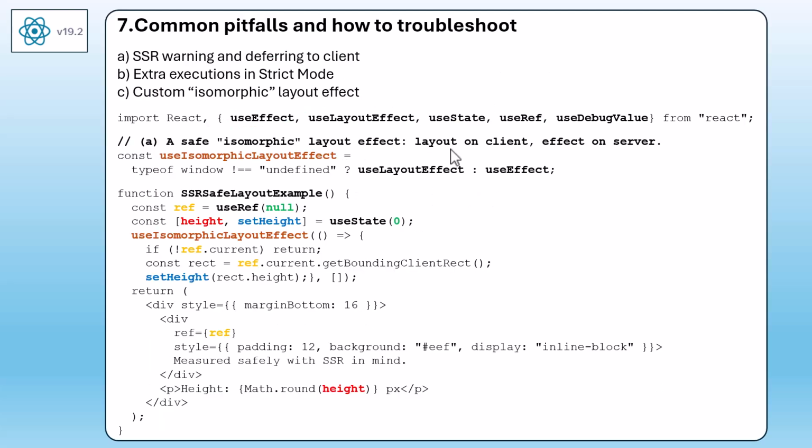7. Common pitfalls and how to troubleshoot. A notable issue arises when you see warnings like "useLayoutEffect does nothing on the server." This often means your component is running on the server during SSR and trying to use layout measurement logic that simply doesn't exist at that stage. The remedy is either to defer the logic to client only, for example using a fallback render that doesn't measure until mounted, or switch to useEffect if layout measurement isn't truly required.